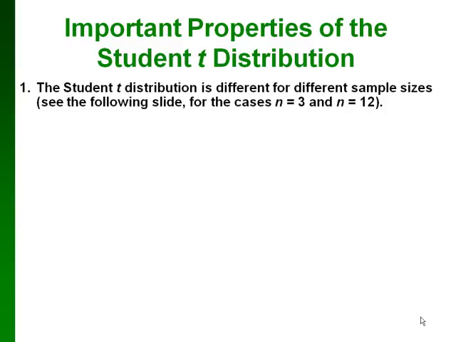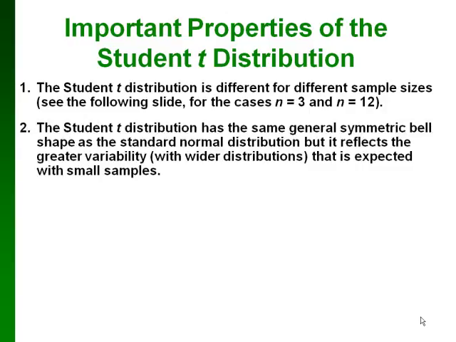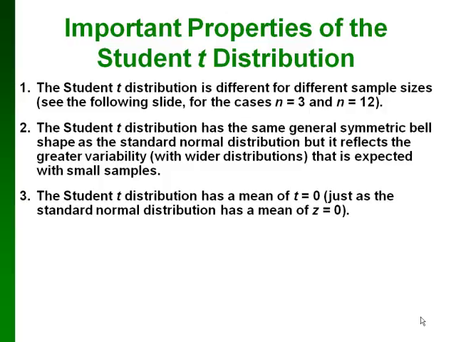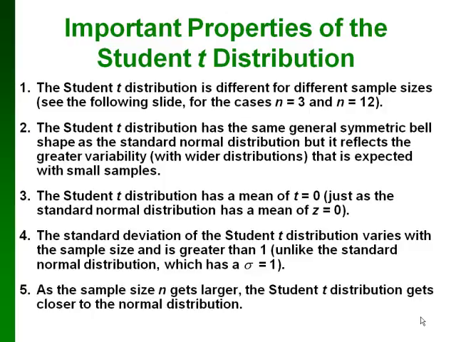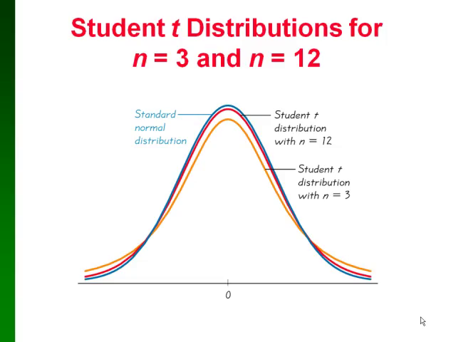The t-distribution looks a lot like a normal distribution, but it depends on what the sample size is. So it's again symmetric, it has a bell shape, but in a lot of cases it's used when we have very small samples. So there's more variability. But like the standard normal distribution, it has a mean of 0, so that's in the middle of the bell shape, and the standard deviation varies with the sample size. It's greater than 1, but as the sample size gets larger, the t-distribution looks more and more like the normal distribution. So here's a picture.